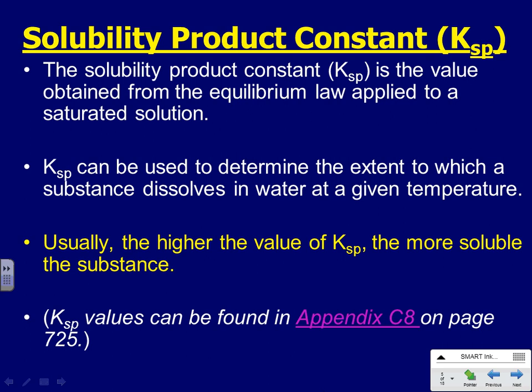Yeah, the purple thing was a link to that particular page. I don't have that, but it's on page 725 in the back of your book. So if you're doing some questions out of the textbook that need a solubility product constant, that's where you're going to flip to get that data.